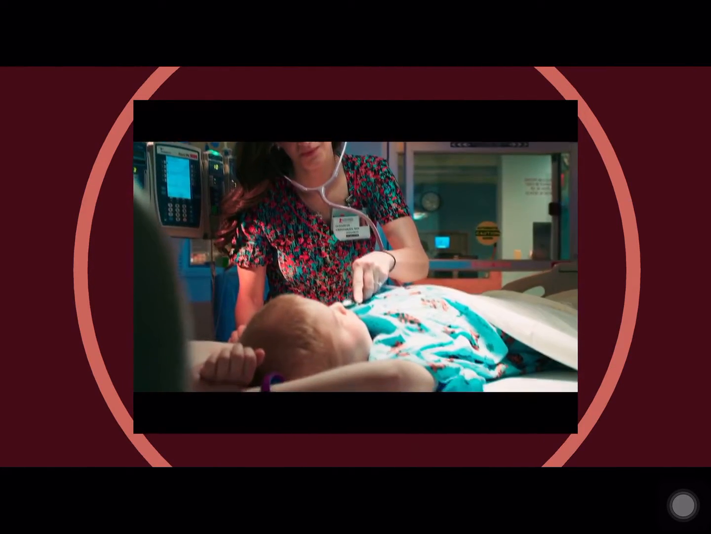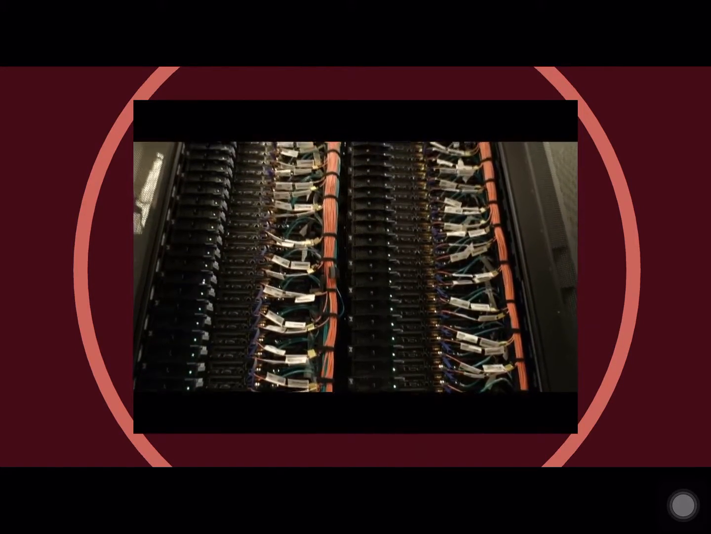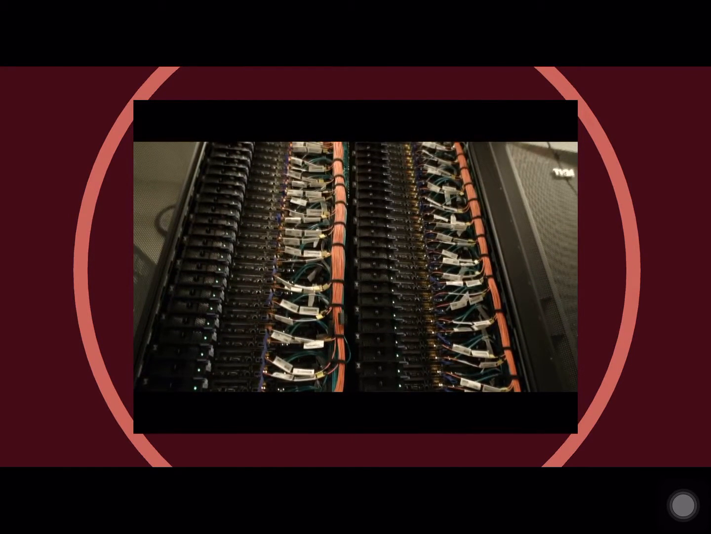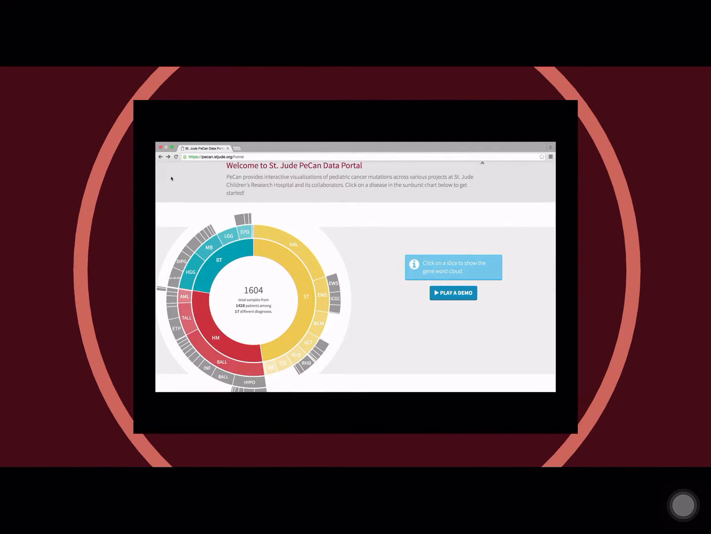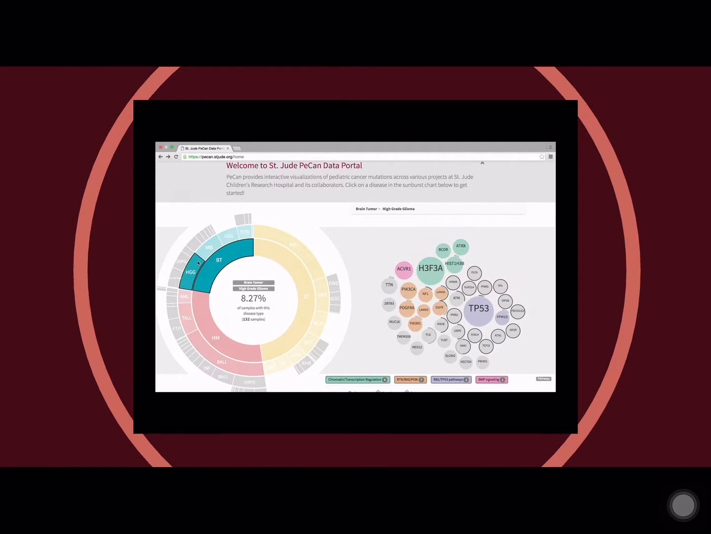It includes tens of thousands of mutations for more than 1,000 pediatric cancer patients and growing, the largest database of its kind in the world. Here's how it works. Let's start by exploring brain tumors. As we move outward, tumor types get more specific. We'll select an aggressive brain tumor type, high-grade glioma, or HGG. A cloud of different genes appears, all of which have mutations in this kind of tumor. Let's look more closely at this big one in the middle, a famous cancer gene called TP53.